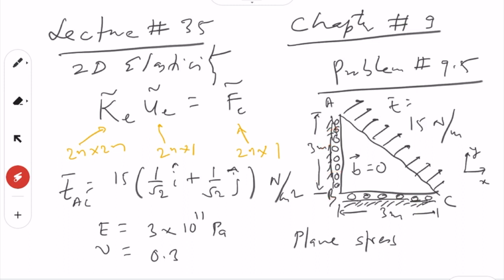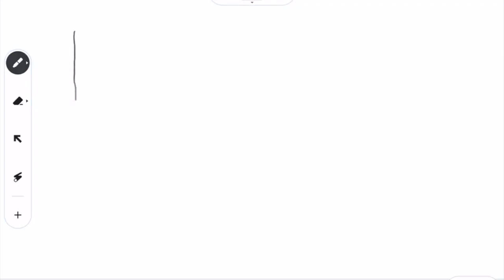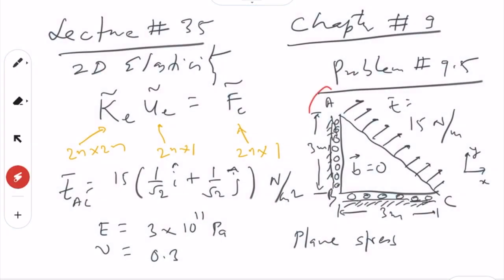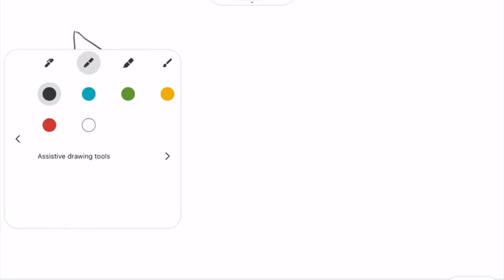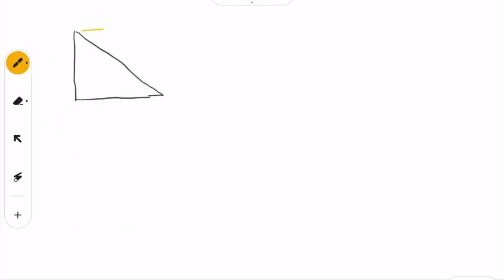Let us look at the displacement. First we will number the degrees of freedom. First number the nodes: we have A here, B here, C here. So we say 1, 2, 3, and the degrees of freedom 1, 2, 3, 4, 5, 6. We can say this is U1x, U1y.